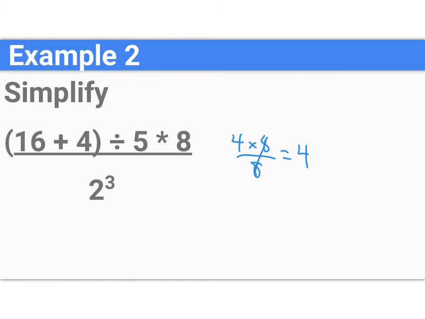So if you have a computer calculator and you're trying to solve this problem, I would suggest typing the top in separately from the bottom. So you would type it in just like it's written, parentheses 16 plus 4, divide by 5, multiply by 8. Get your numerator, then do the denominator separately, and you should get 4. Okay, so those were our 2 examples. I will see you at the end of the video for the recap.